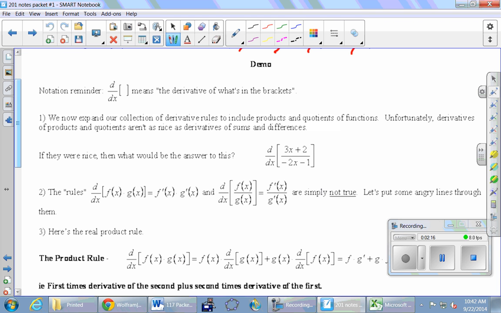Okay, if they were nice, then what would the answer to this problem be? So this problem says take the derivative of that big fraction. So if life were good, then you could just take the derivative of top and bottom separately and put them in your answer. What's the derivative of 3x plus 2? 3. Over. What's the derivative of negative 2x minus 1? Negative 2. And that would be the answer, and we'd move on, right? That's how it would work if it were plus or minus. But unfortunately, it doesn't work nearly that nicely for times and quotients.